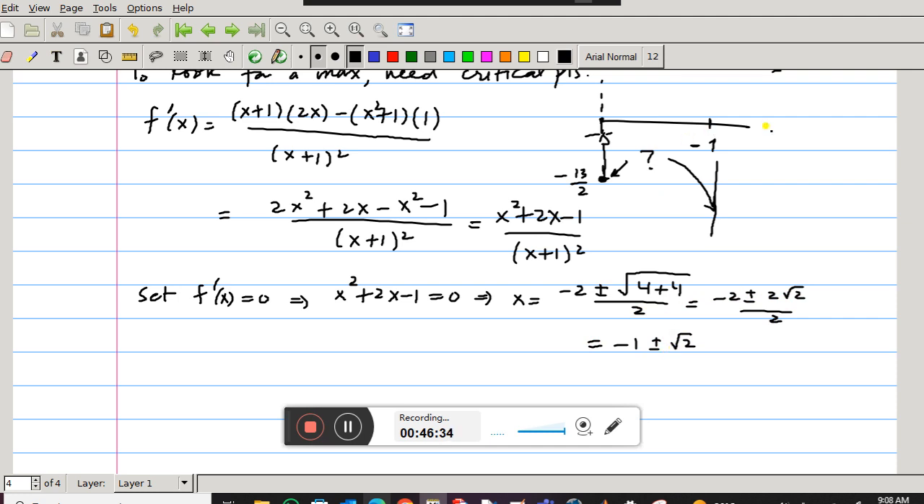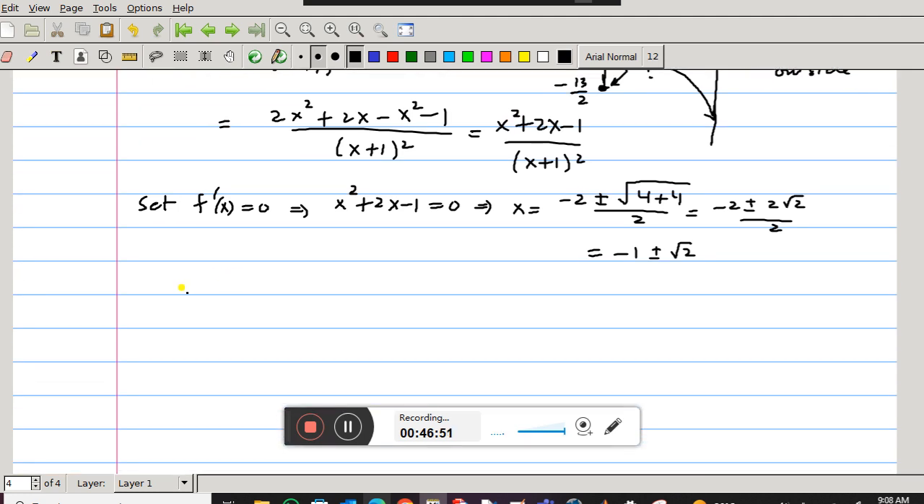So minus 1 plus square root of 2 is outside. You see, minus 1 plus square root of 2 is outside, so we can neglect it. This is outside the interval. Inside is only minus 1 minus square root of 2. This is my only critical point in the interval from minus 5 to minus 1, minus 1 minus square root of 2. The plus will go out. So this is the only point, right?